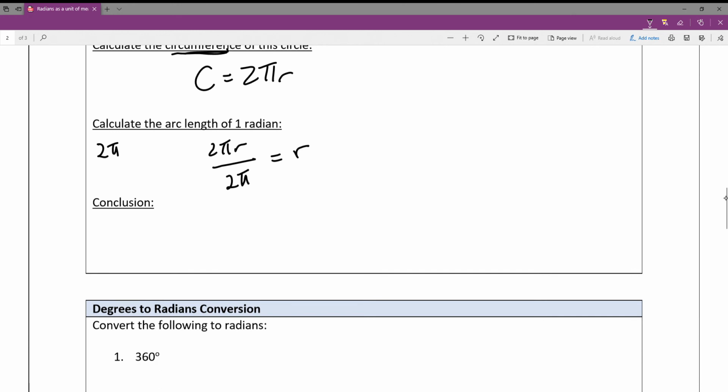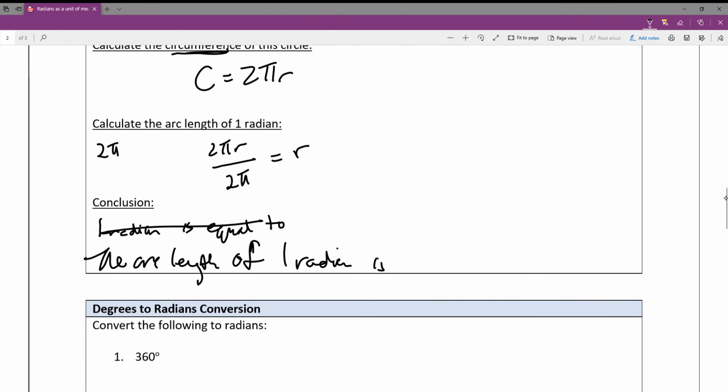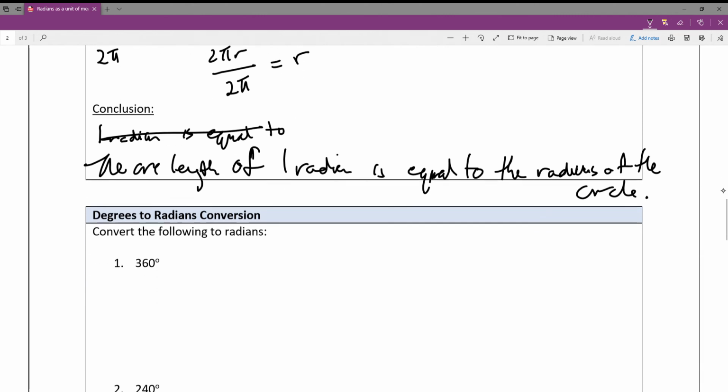So the conclusion is that the arc length of 1 radian is equal to the radius of the circle. So that's one significance of the radian measure.